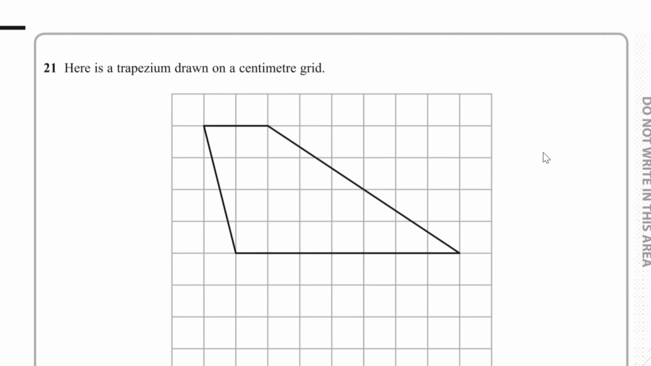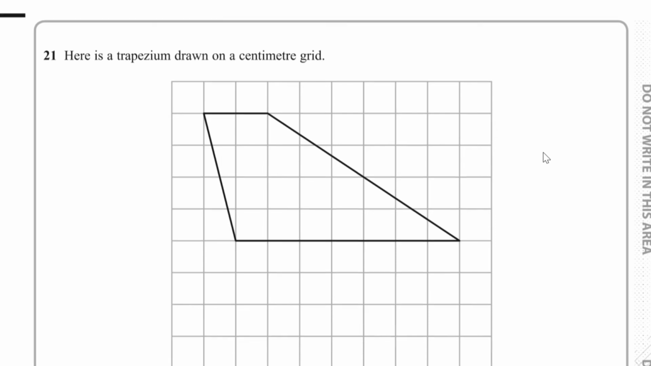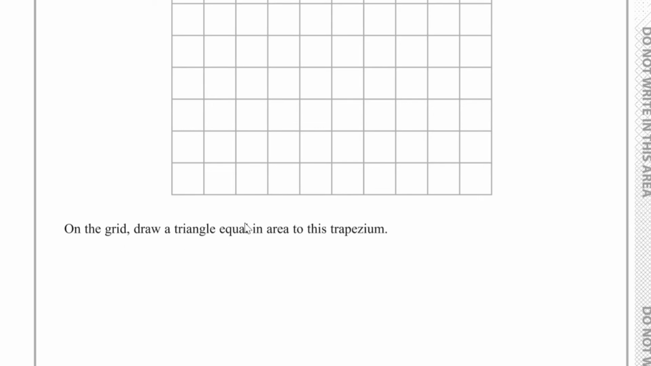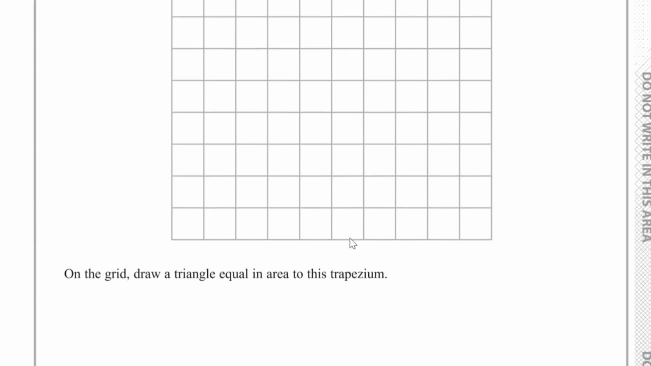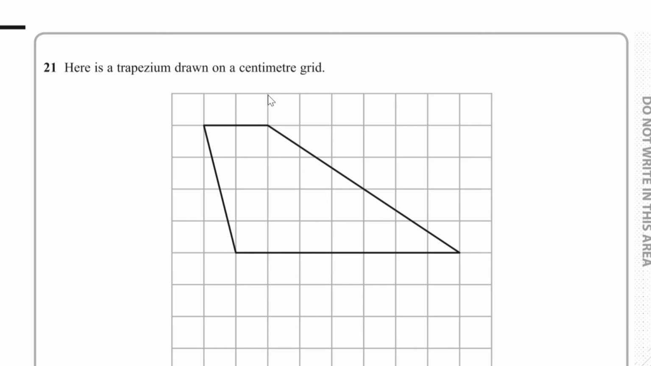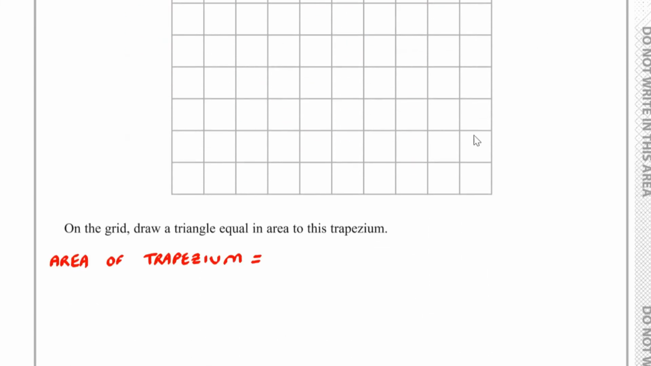Question number 21. Here is a trapezium drawn on a centimetre grid, and what we have to do is on the grid draw a triangle equal to the area of the trapezium. Well, what we see here is we've got 2 centimetres this way. We have 4 centimetres for the height. And this side is 7 centimetres. So we can find out the area of the trapezium.